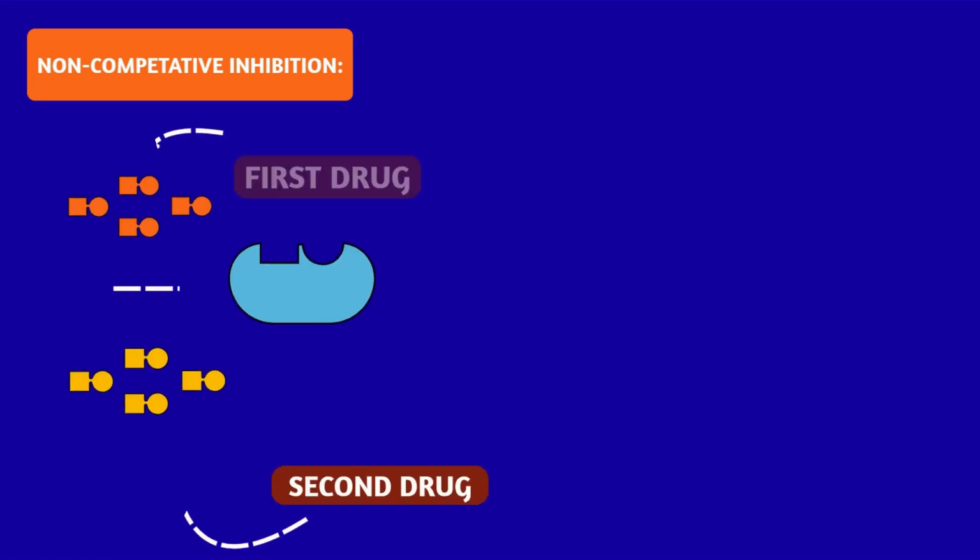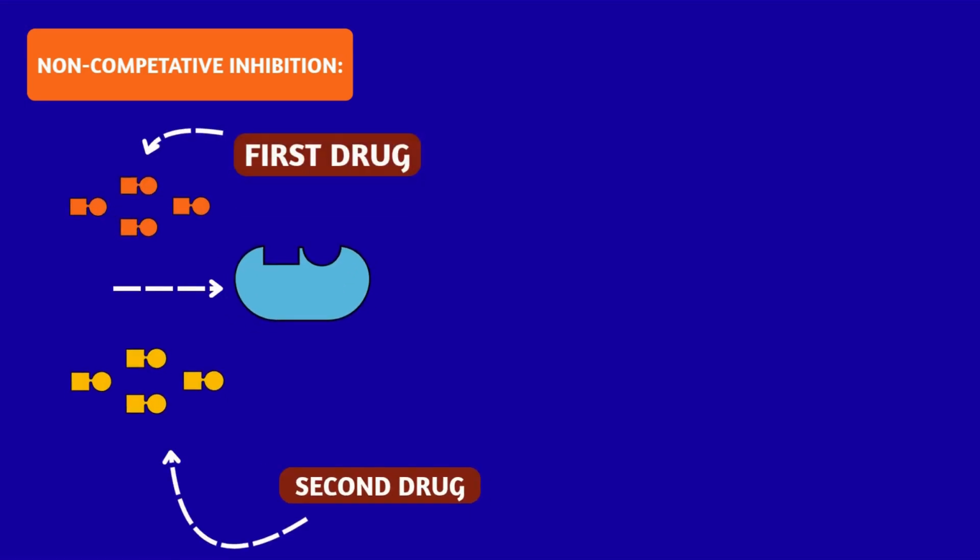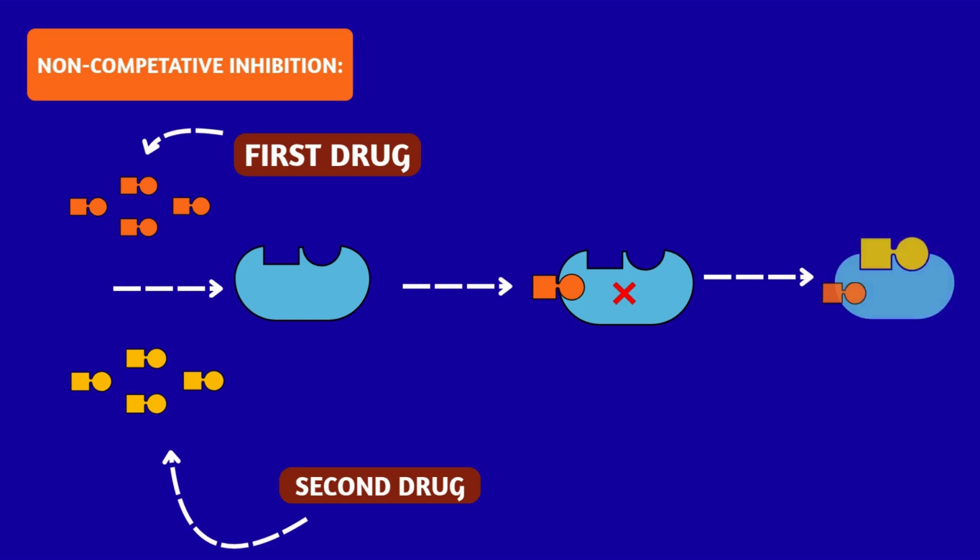Let's see the second one, non-competitive inhibition. Here the name itself says there is no competition, but instead the inhibitor drug binds to the enzyme at a different site, not the active site. This binding causes a change in the shape of the enzyme, making it less effective. So, even if the second drug binds at the active site, the enzyme does not work on the substrate.